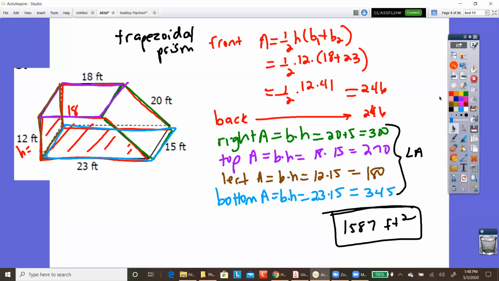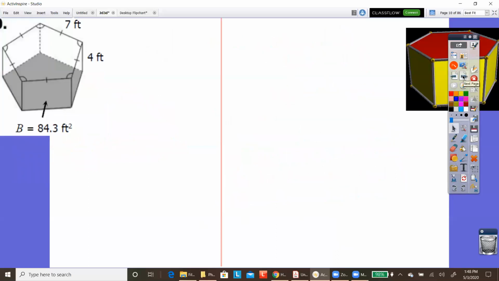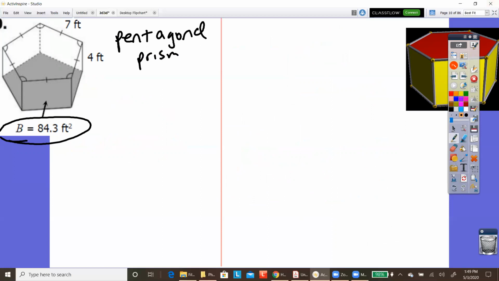Okay? Now, will they always be shapes like this? No. Let's show some other ones. Here we have a regular polygon. Ooh, so it's a pentagonal prism. Now, they're very nice here on this one on the left, because notice that they give you this capital B. Now, what is that capital B? That capital B stands for the area of the base. So they are giving you the area of the base. They're giving you the area of that pentagon.